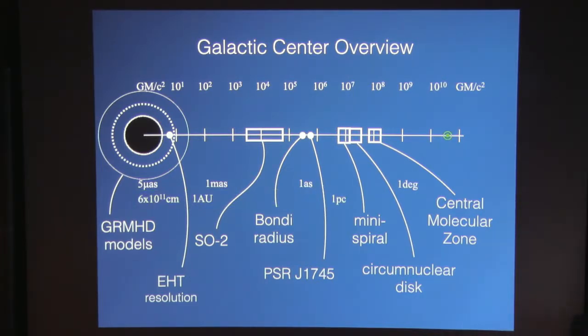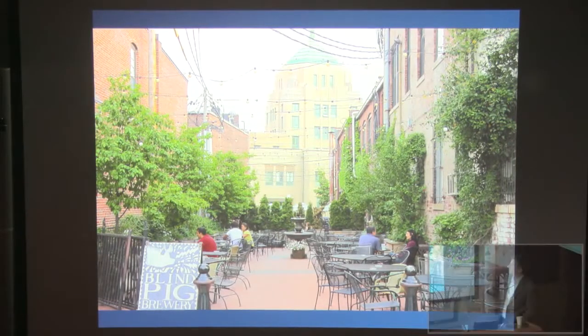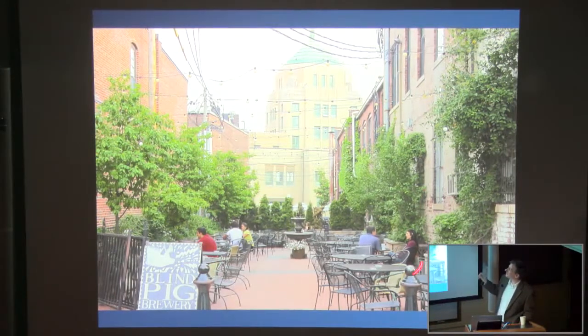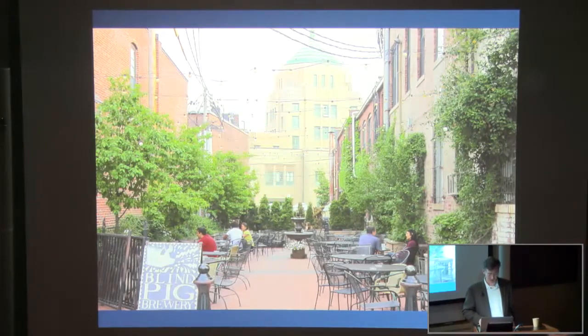Okay, so I'm going to start where we are, which is out here at 4 × 10^10 gravitational radii from the black hole. This is Champaign-Urbana. This is my favorite place in downtown Champaign, and I'd be happy to take any visitors there when you come out. So here we are at 4 × 10^10 GM over c squared from the central black hole.